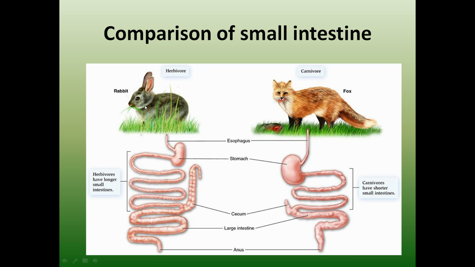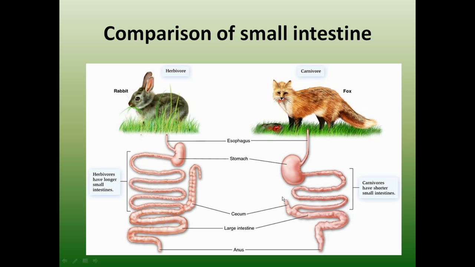As you can see over here, two animals are being placed. One is rabbit and the other one is fox. As you know, rabbit is herbivore and fox is carnivore. When we compare the length of the large intestine, it is quite longer in rabbit, or in most of the herbivores like cow, buffalo. And in carnivore it is slightly less long than that of the herbivore.